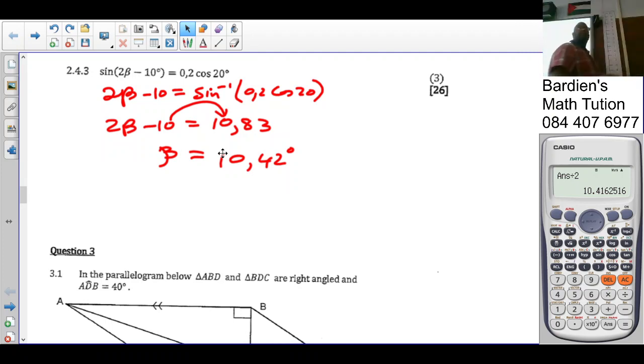Is there any confusion? Alright, so that gives you 26 marks in trigonometry.